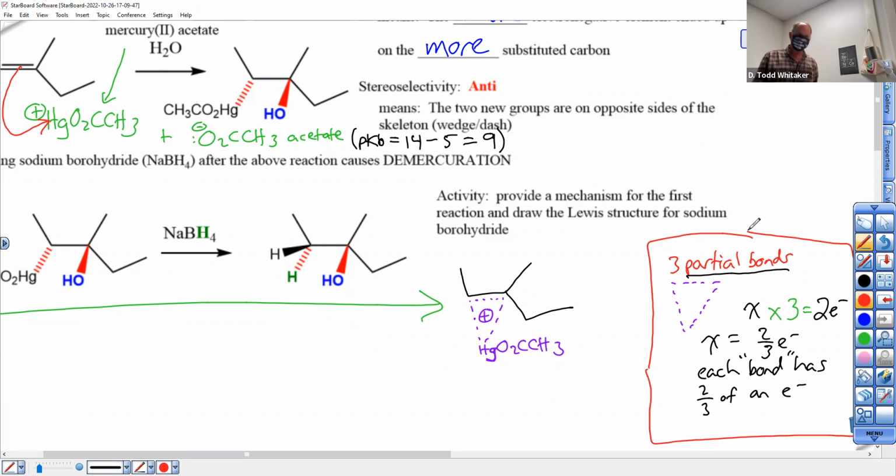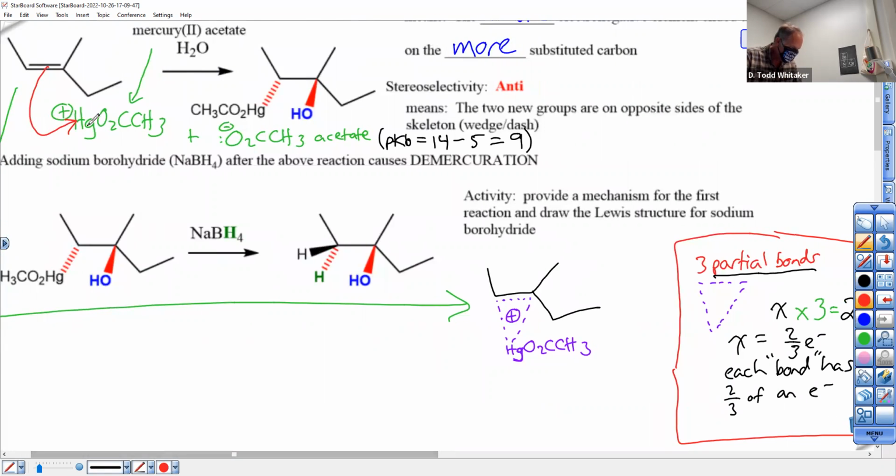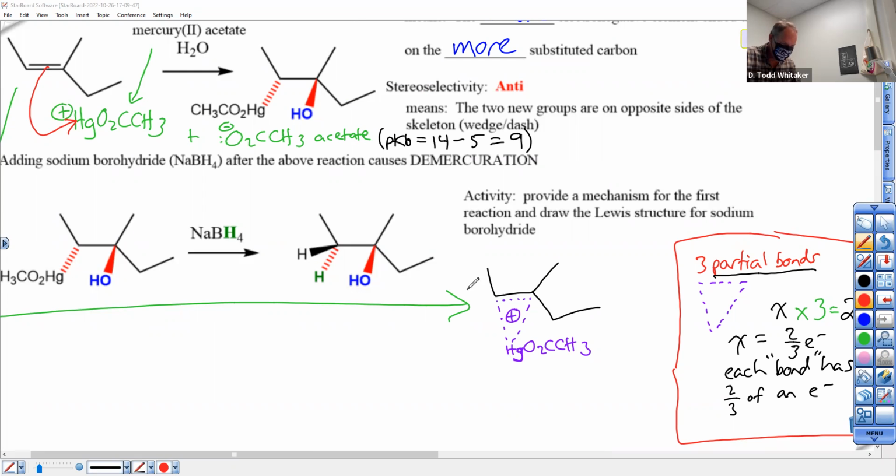So why is mercury so special? Why does this reaction happen so fast? This reaction is 10 times faster than the one on the previous page. And the one on the previous page is pretty fast. Both of these are pretty fast. But mercury, even faster.